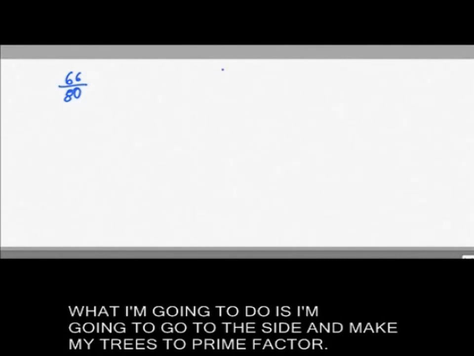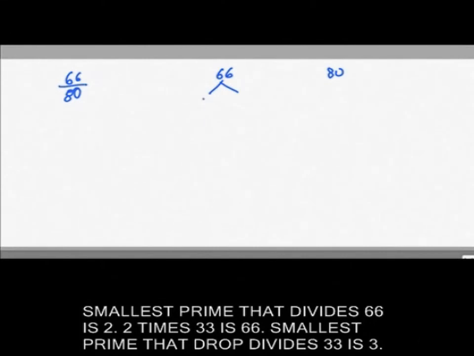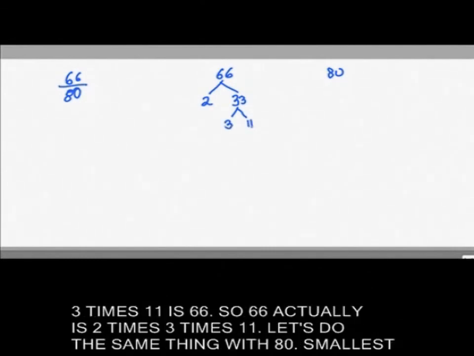Let's say I am trying to simplify 66/80 with the prime factorization method. What I'm going to do is go to the side and make my trees to prime factor. Smallest prime that divides 66 is 2. 2 times 33 is 66. Smallest prime that divides 33 is 3. 3 times 11 is 33. So 66 actually is 2 times 3 times 11.